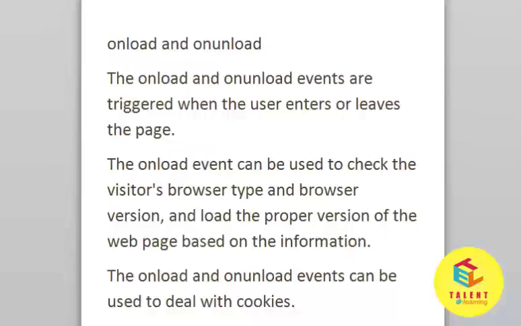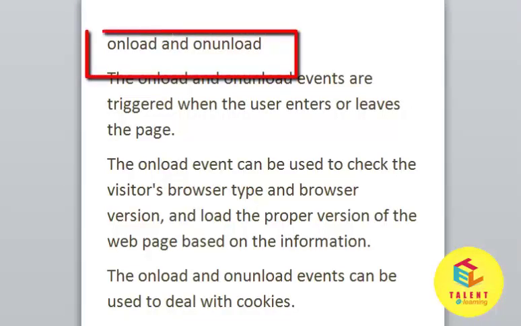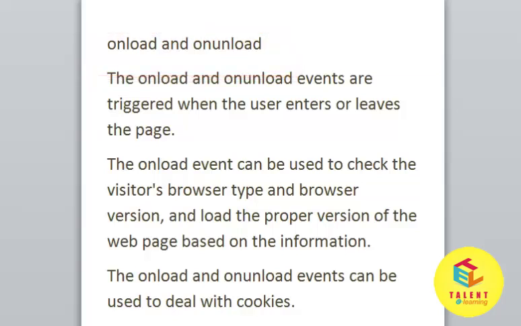Then onload and onUnload events. The onload and onUnload events are triggered when the user enters or leaves the page. The onload event can be used to check the visitor's browser type and browser version and load the proper version of the web page based on the information. The onload and onUnload events can be used to deal with cookies. Let's see one example.